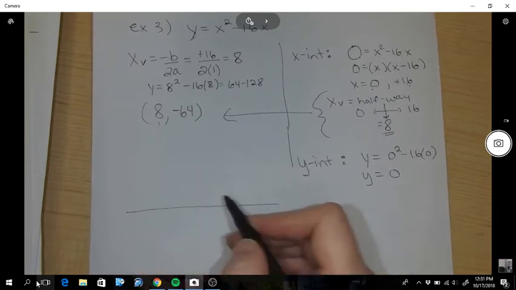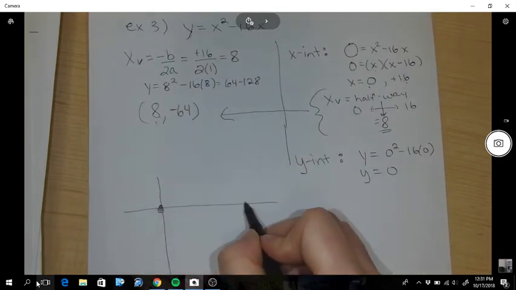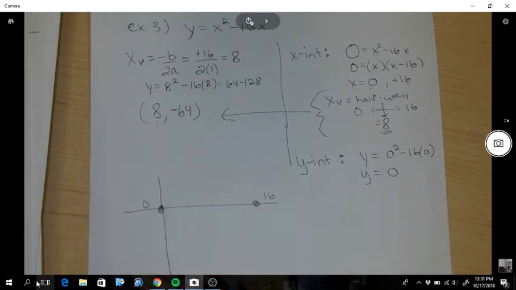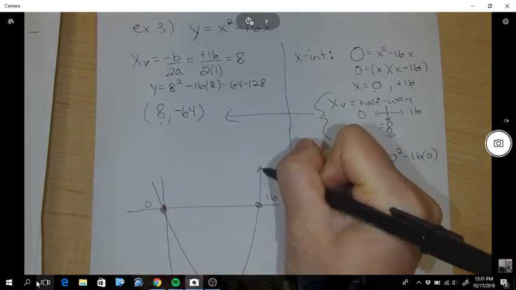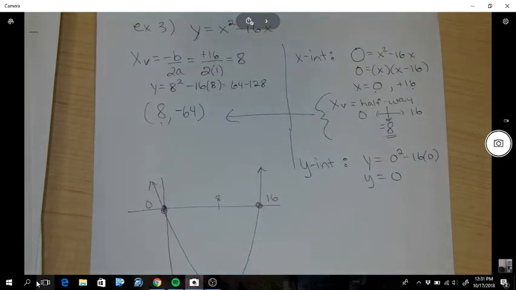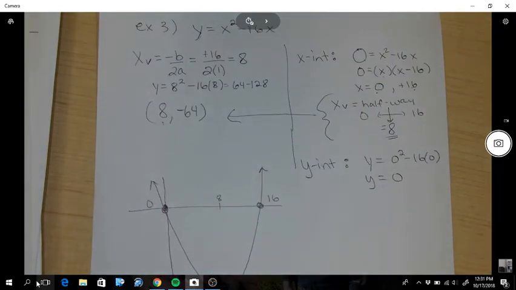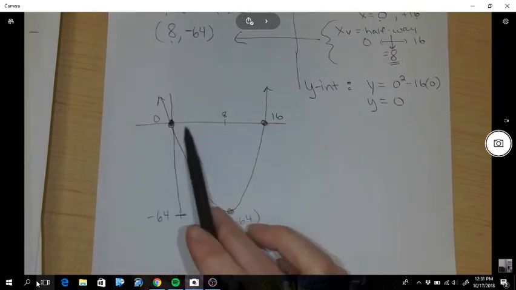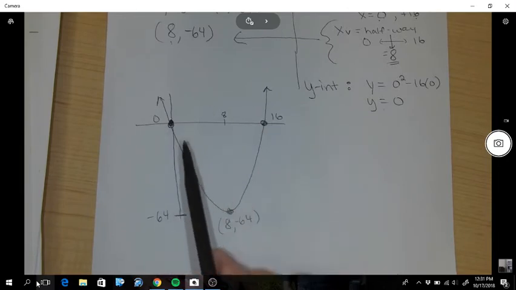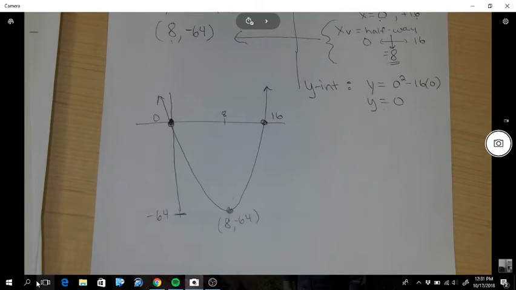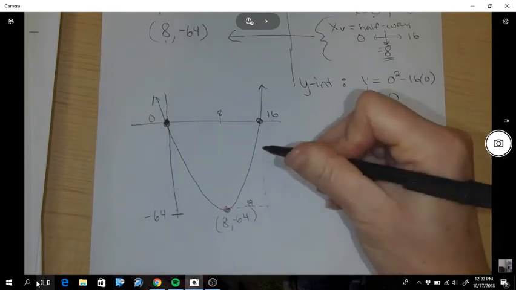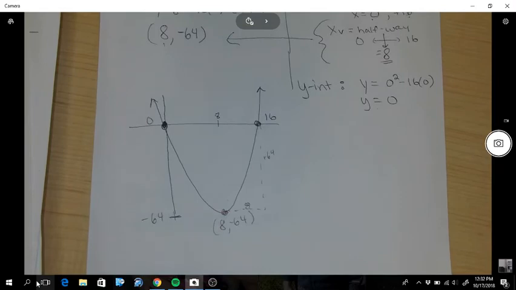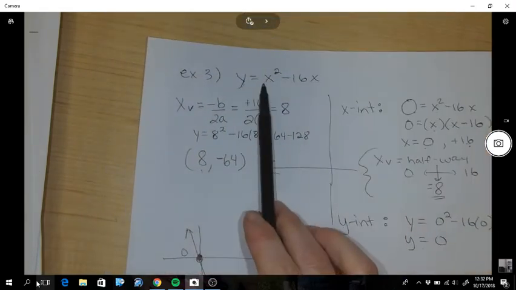So let's graph this. We got 0 and positive 16 as the x-intercepts. 0 is the y-intercept. And (8, -64) is the vertex. So you can see that the vertex is halfway in between the x-intercepts for symmetry purposes. And let's just check this out. If I go from 8 to 16, that moves over 8, up 64. And that follows the pattern of a slope of 1, which is what our a value is.